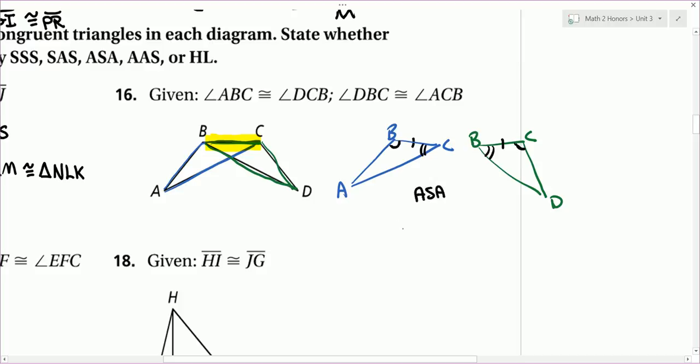And then let's come up with a congruence statement. Triangle ABC is congruent to triangle. Now, what's going to correspond with A? It's going to be D. It's going to be DCB. Okay.